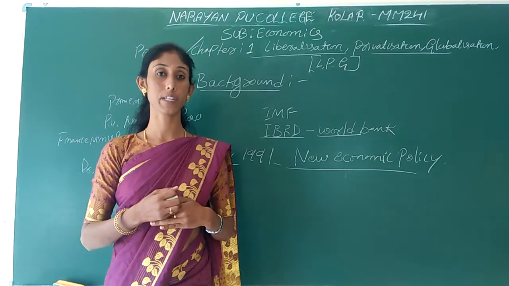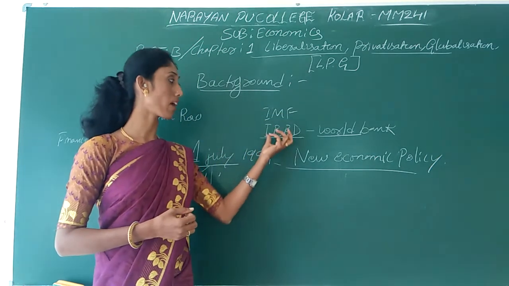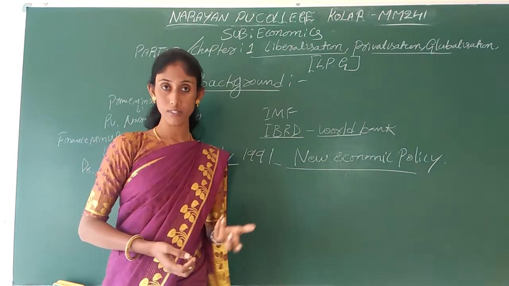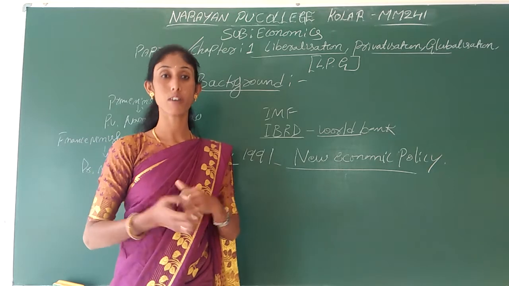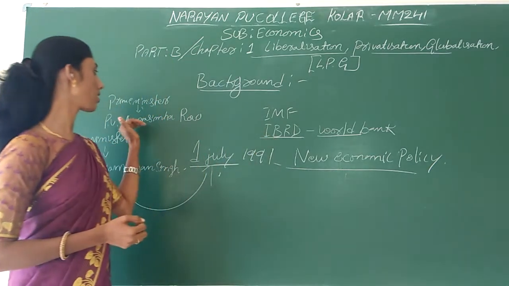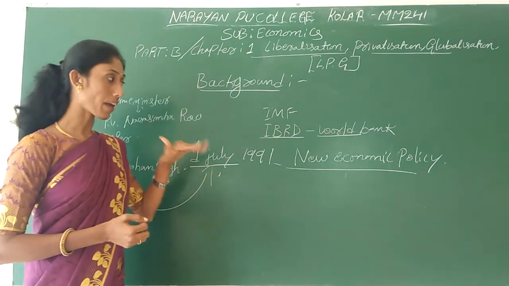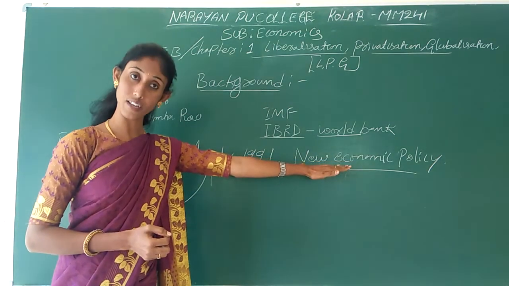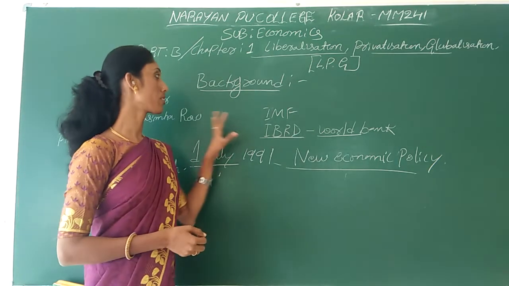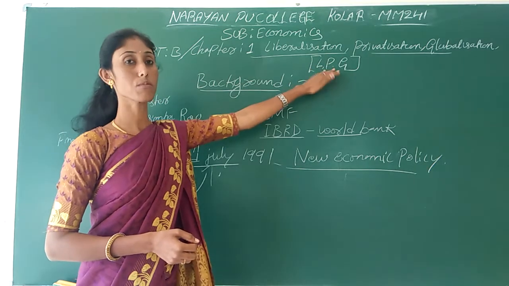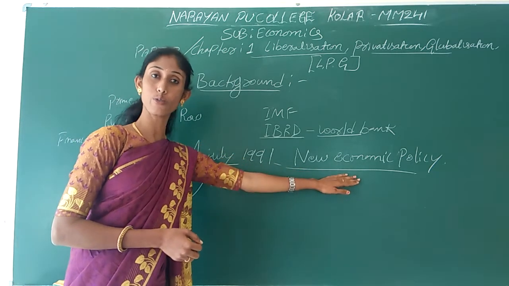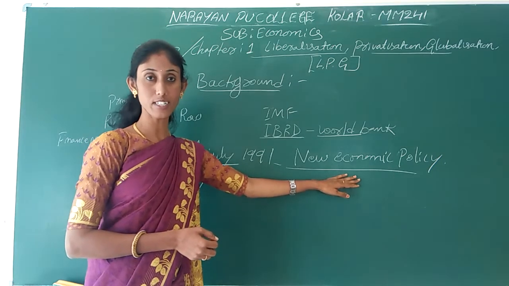In the same way, when the government went to take financial support from the IMF and IBRD, they gave some suggestions to make some changes in our economic policy to overcome all these problems. With the suggestions, the Prime Minister Narasimha Rao and the Finance Minister Manmohan Singh adapted the new economic policy, as the changes in our economic policy, on 1st July 1991. This is the background of liberalization, privatization and globalization, the background of the new economic policy, which we can also call economic reforms. Got it?